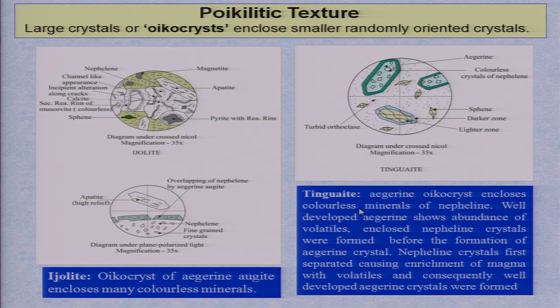See another slide here. I have drawn, based on my microscopic observation, tinguaite. Aegirine oikocryst encloses colorless minerals of nepheline. Well developed aegirine shows abundance of volatiles; the enclosed nepheline crystals were formed before the formation of aegirine crystal. Nepheline crystals first separated, causing enrichment of magma with volatiles, and consequently well developed aegirine crystals were formed. These are the interpretations based on the textures.